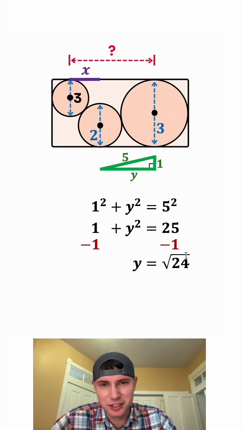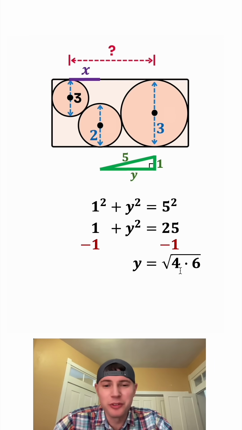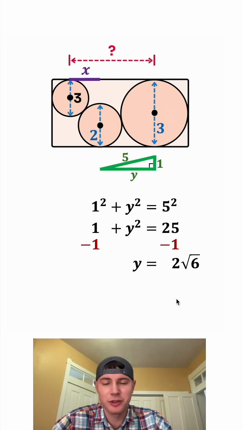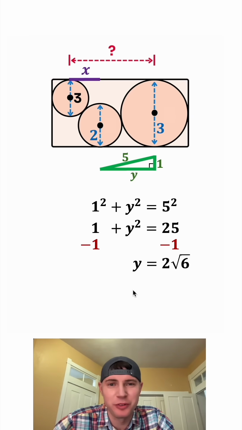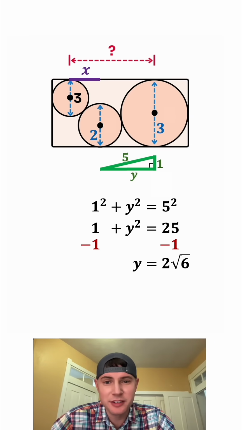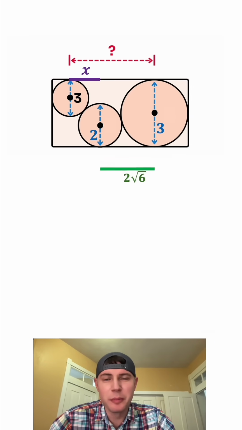And then we can simplify the square root of 24. 24 is equal to 4 times 6, and the square root of 4 times 6 is equal to the square root of 4 times the square root of 6. And then the square root of 4 is equal to 2. So y is equal to 2 times the square root of 6. So we can update this green distance to be 2 root 6, and we can move it back up here.